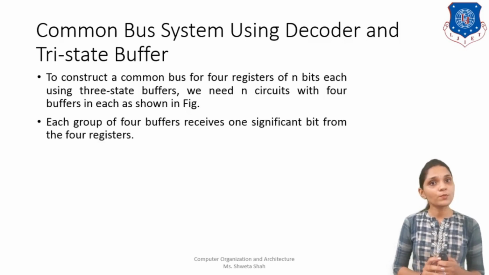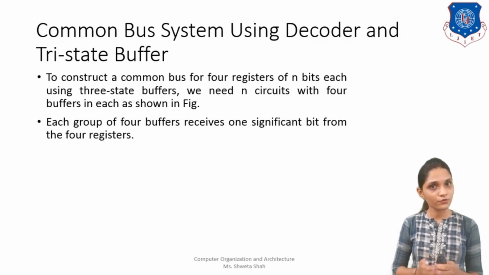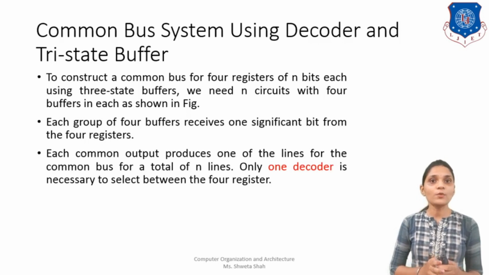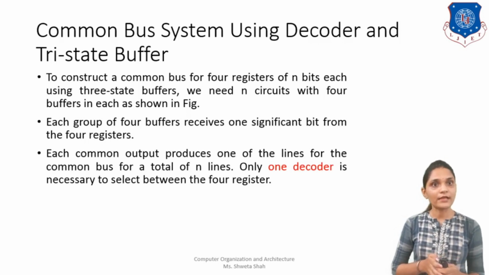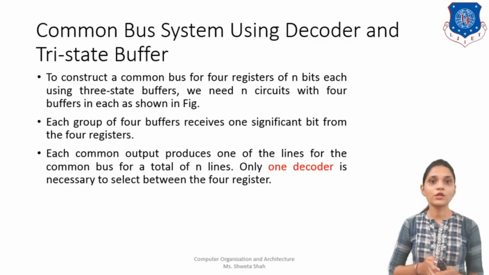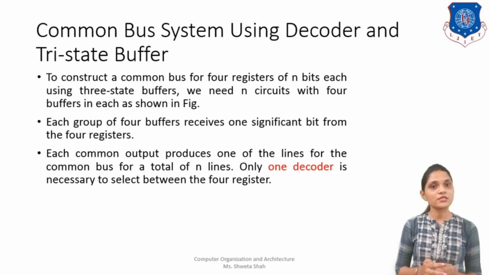Okay, and each group of 4 buffers receives the 1 significant bit from the 4 registers. Each common output produces 1 line for the common bus, for a total of n lines, and only 1 decoder is necessary to select between these 4 registers. Okay, so the system becomes very much easier.